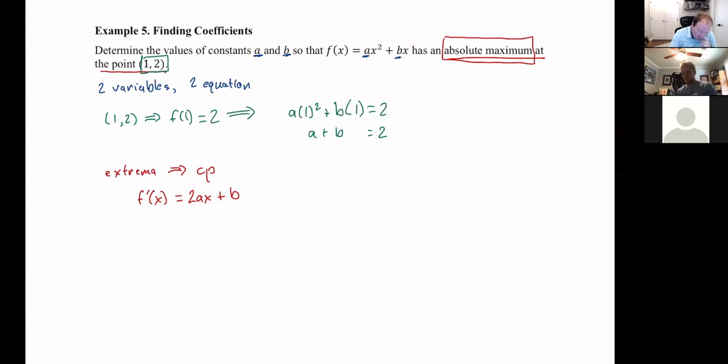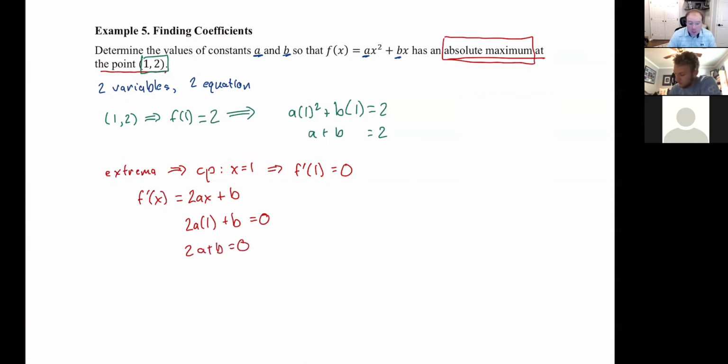Okay, so what is our critical point? The critical point is the x value. x is equal to 1. So what that's saying is when I plug 1 into the derivative, I get 0. So f prime of 1 is equal to 0, because 1 is the critical point, the value of x that I plug in that makes my derivative 0. That is going to give us 2a times 1 plus b equal to 0, or just 2a plus b equal to 0.